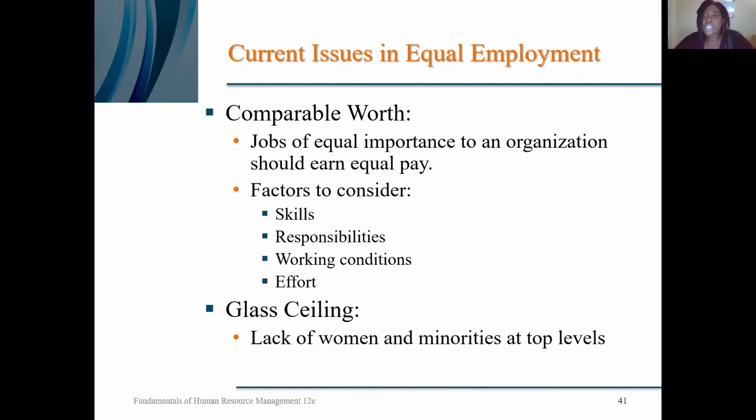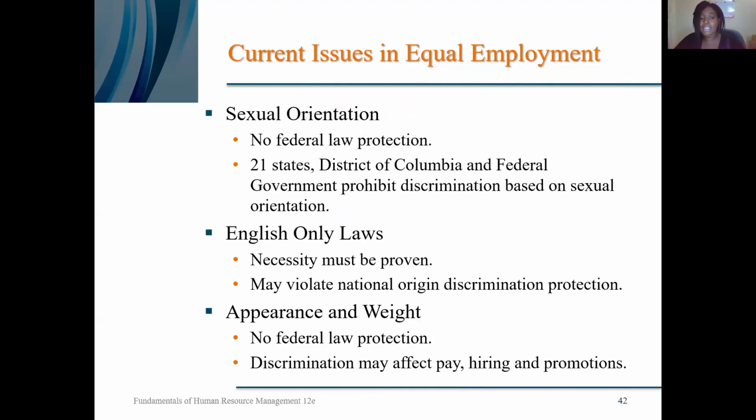So, current issues in equal employment. Comparable worth: jobs of equal importance to an organization should earn equal pay. And we would have discussed this in class. Factors to consider would be skills, responsibility, working conditions, and effort, and skills would include your qualifications. We also spoke about the glass ceiling effect, the lack of women and minorities at the top level. That is a real problem that we need to be mindful of, and employers need to ensure that in practicing equal employment opportunity, this is not taking place.